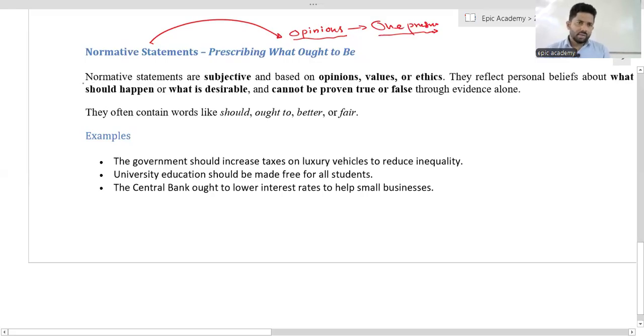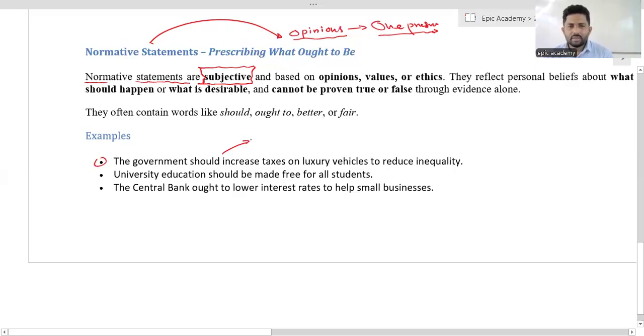Okay. Normative statements are objectives. Expecting something, that is why we call them objectives. Okay. Objective, subjective. I mean, they are expecting something. As an example, take the first example, the government should increase. Should increase. Okay.